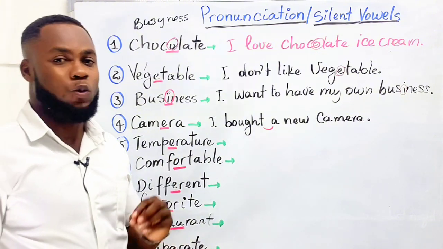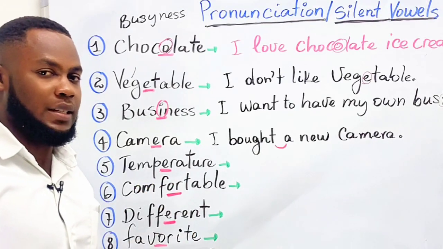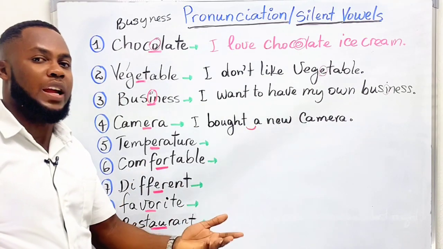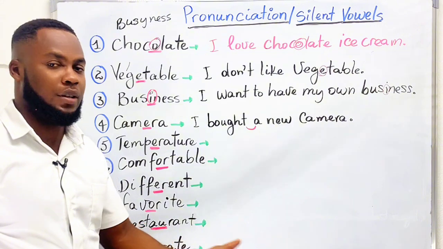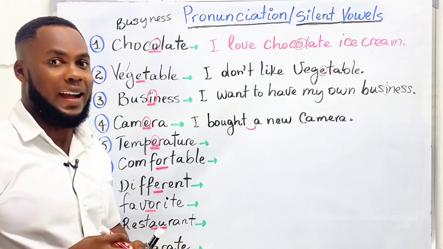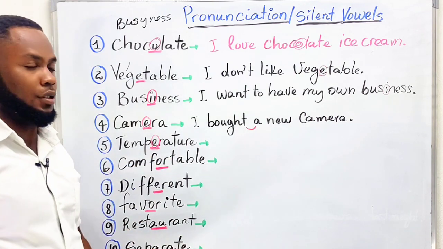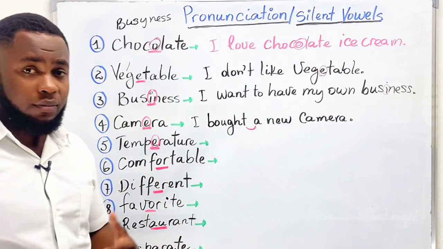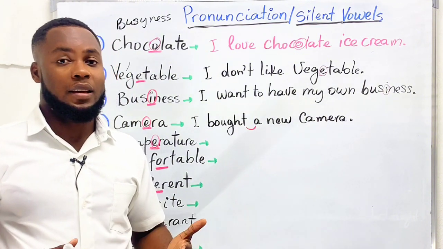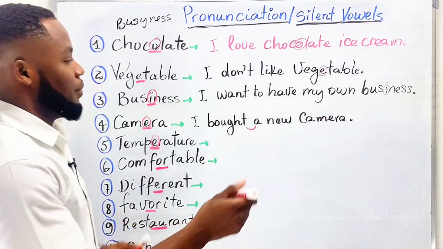And we have the next word, temperature. Moi, je vais répéter. Temperature. Okay? Temperature. It's like the letter E is silent, is not pronounced. Okay? I say temperature. For example, if I am perspiring, si moi je transpire, okay? Si moi je transpire, I'm perspiring. Comme on dit transpirer, on dit perspire.